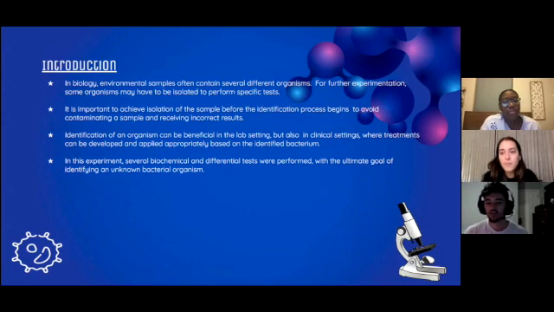receiving incorrect results. Identification of an organism is really important in the lab setting, but it's also equally important in clinical settings where unknown organisms are identified to develop treatments based on what the organism is. In this experiment, several biochemical and differential tests were performed with the ultimate goal of identifying an unknown bacterial organism.